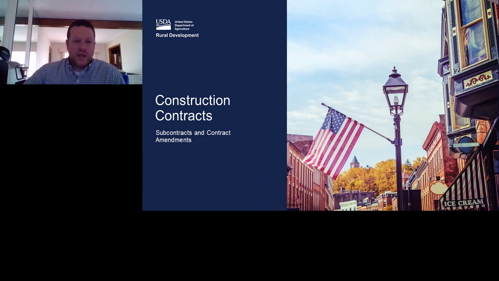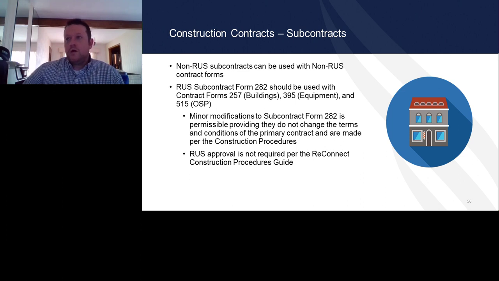Construction contracts, subcontracts, and amendments. Non-RUS subcontracts can be used with non-RUS contract forms. However, once again, non-RUS subcontracts and contract forms must be approved prior to execution. Subcontract form 287 should be used with 257 buildings, equipment, and 515 outside plant. Minor modifications to the 282 are permissible provided they don't change the terms and conditions of the primary contract. RUS approval is not required per the ReConnect construction guides, which you need to look through the guide because it spells that out.